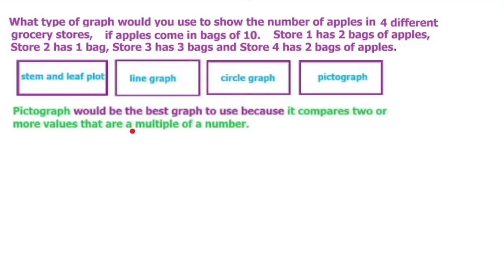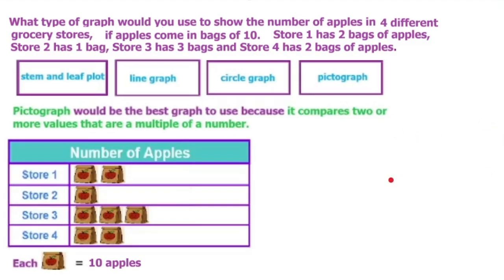For this particular one, a pictograph would be the best graph to use because it compares 2 or more values that are a multiple of a number. So there's 2 values here that are a multiple of a number. So here is how the pictograph would look.